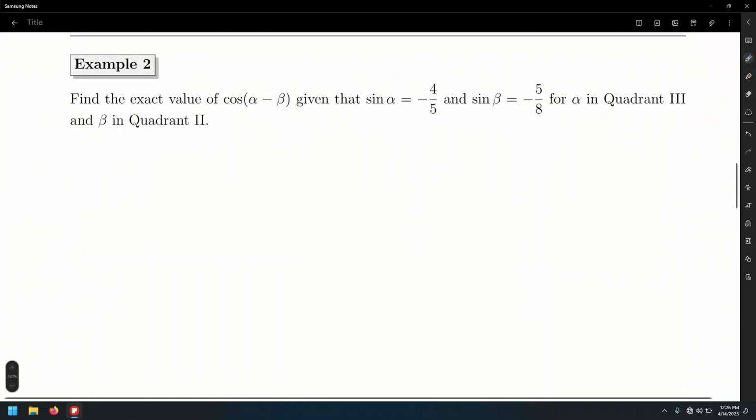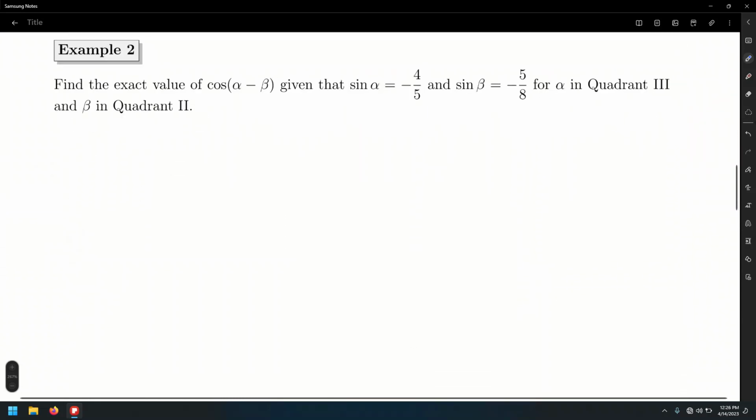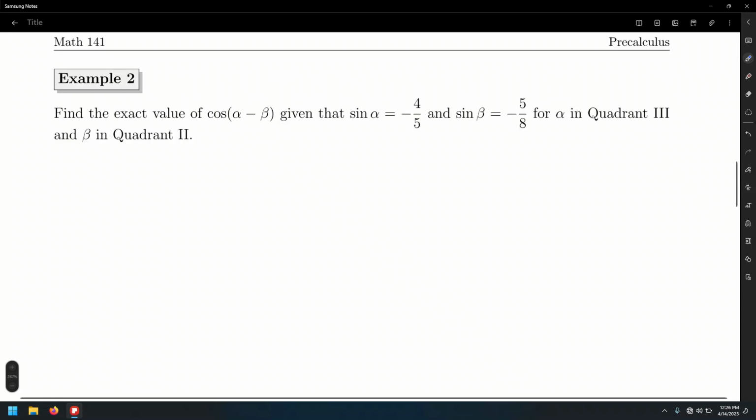And so now we're going to apply this to find exact values of trigonometric functions given some information. Okay, so find the exact value of cosine of alpha plus beta, given that sine of alpha equals negative 4 over 5 and sine of beta equals negative 5 over 8, given that alpha is in quadrant 3 and beta is in quadrant 2.